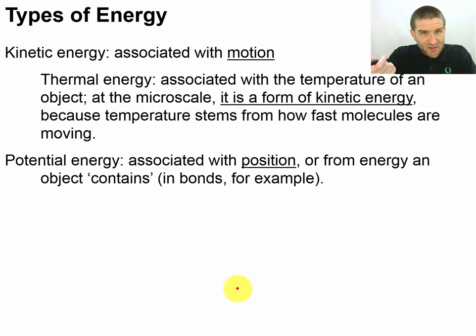Now our other category is going to be potential energy, and this is something that's associated with position, or something that the object contains. Also, when we get to the small scale, that's going to be because of position too. We'll see that as we're talking about lots of different examples throughout chemistry.